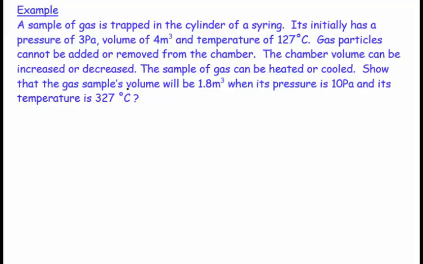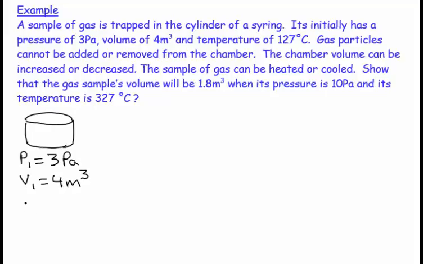And it says show that the sample's volume will be 1.8 cubic meters when its pressure is 10 Pascal and its temperature is 327. So let's visualize it. Here is the initial state of the syringe, and we have initial pressure is going to be 3 Pascal, and our initial volume is going to be 4 meters cubed, and our initial temperature is going to equal 127 degrees C.